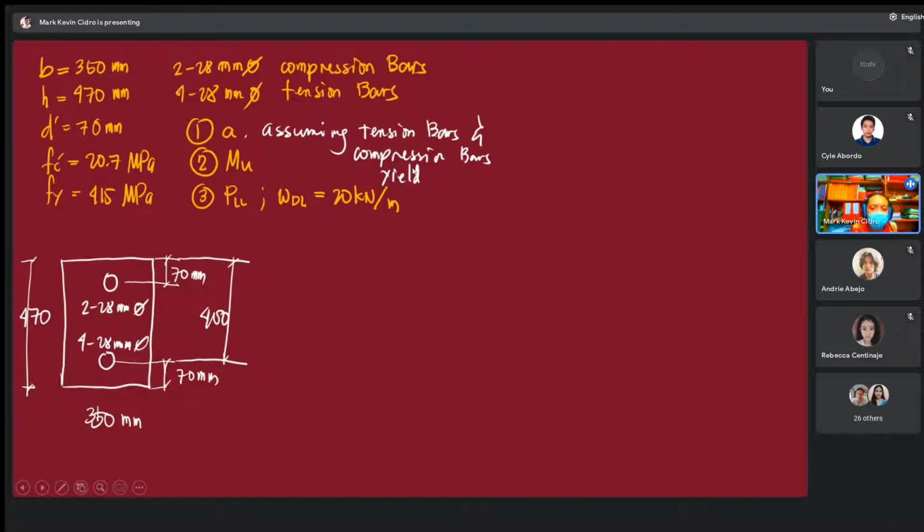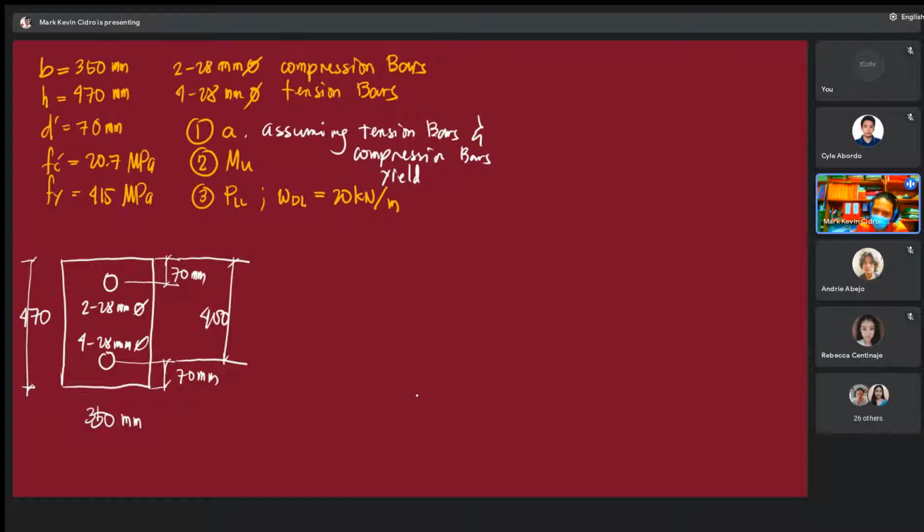But suppose, in an exam, the problem says you are to assume that both steel bars yield, and then when you check, they do not yield. Then you follow the instruction in the question. In this question, you are to assume that the tension bars and the compression bars yield. So that is what we are going to do here.